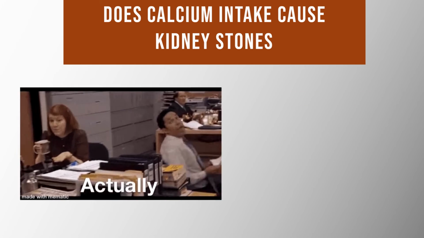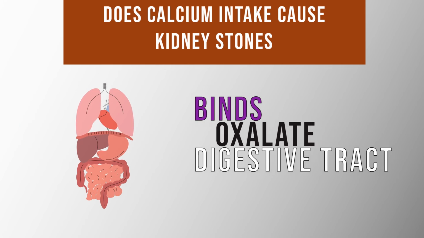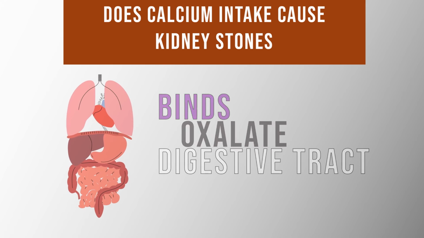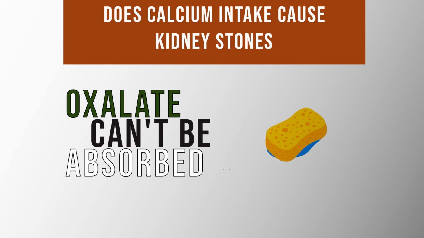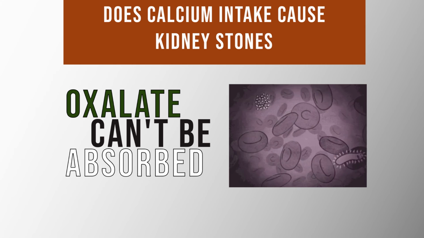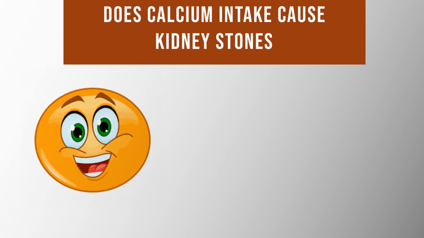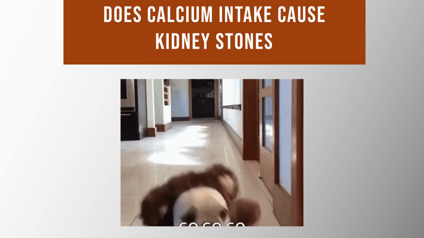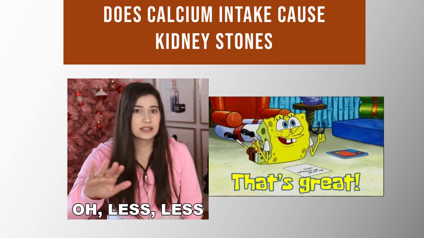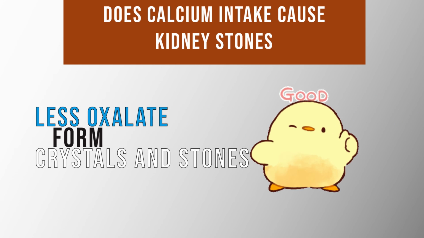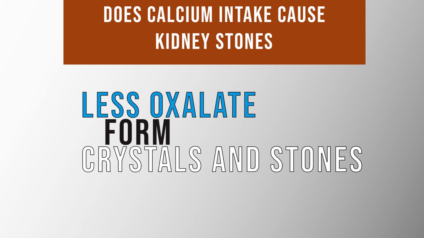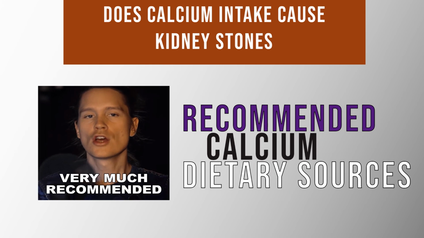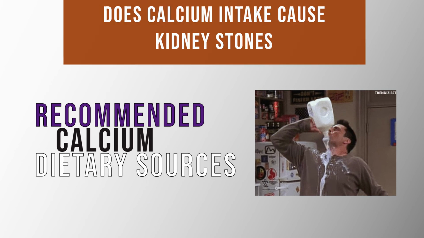Actually, calcium binds to oxalate in our digestive tract. When this happens, oxalate can't be absorbed into the bloodstream and does not end up in urine. So dietary calcium reduces the amount of oxalate that gets into your urine, because the less oxalate you have in urine, the less there is to bind to calcium and form crystal and stones. That is why it is recommended to get calcium from dietary sources.